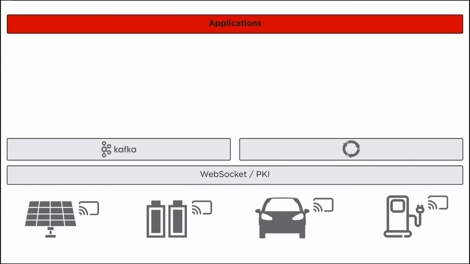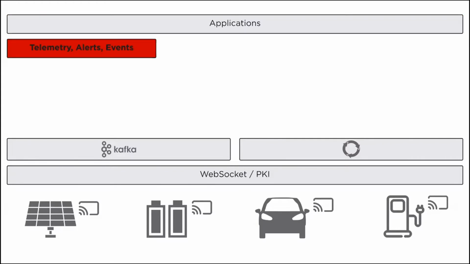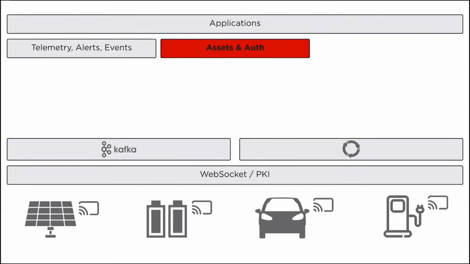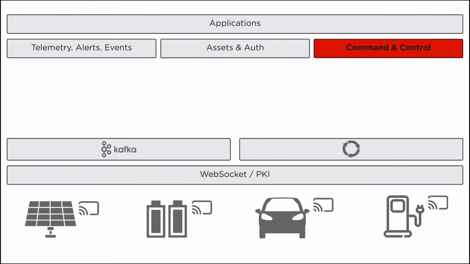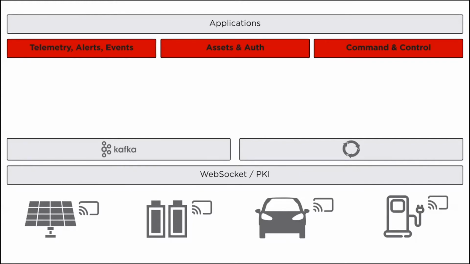And the APIs for energy products break down into three broad domains. The first are APIs for querying historical telemetry, alerts, and events from devices, or streaming these as they happen. Second are APIs for describing assets and the relationships among these assets. And lastly, APIs for controlling energy devices like batteries.